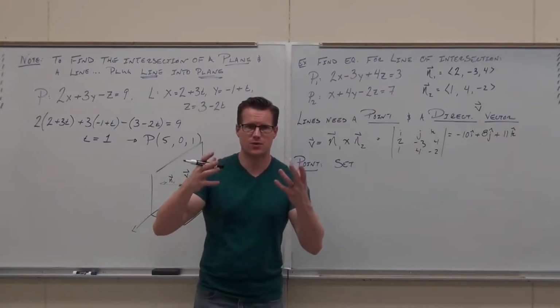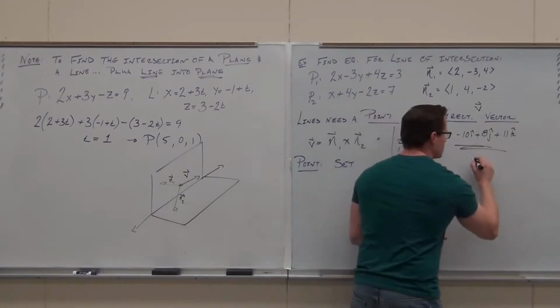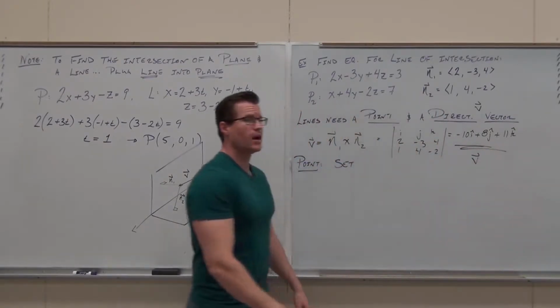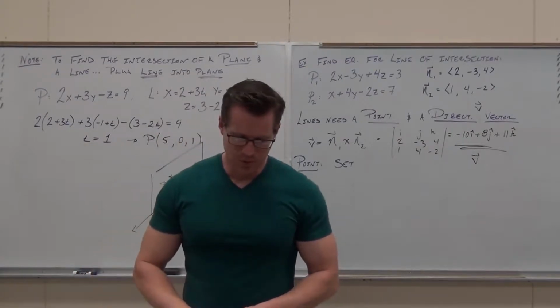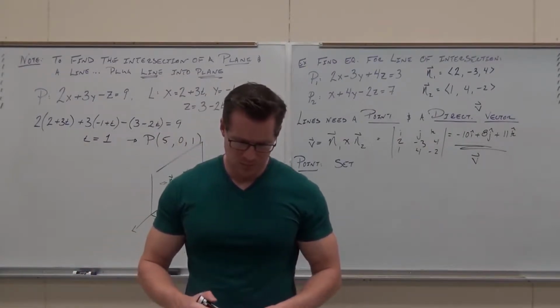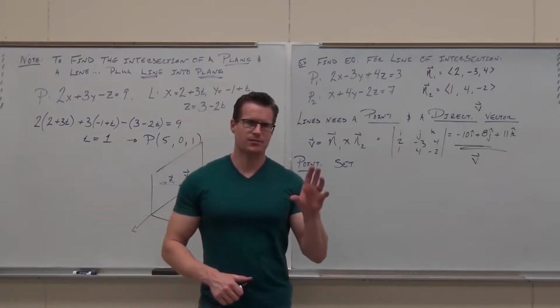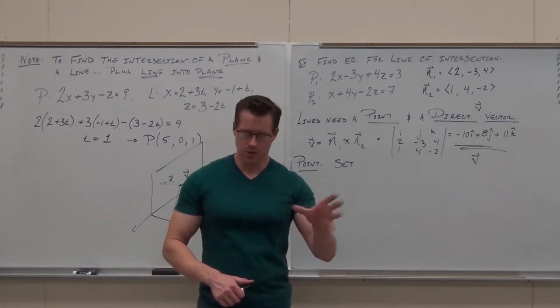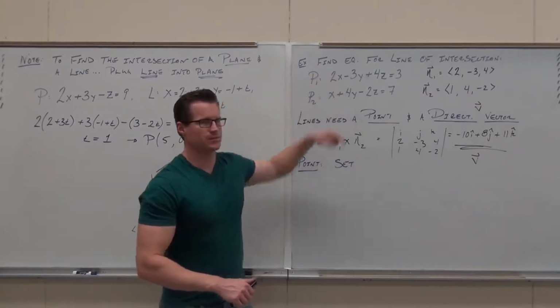Okay, we need two things for a line: a point and a direction vector. We have that now. This is my V. So that's not bad. Now the point. The point is really interesting. What we do for the point is set x or y or z, any one that you choose, equal to 0 in this system.